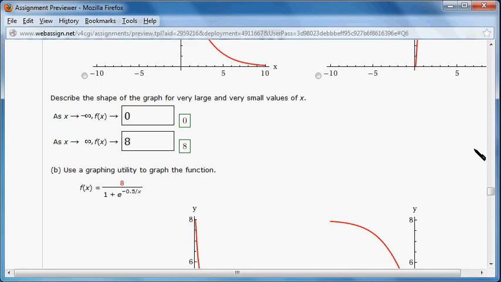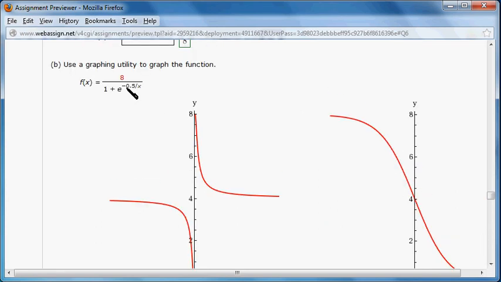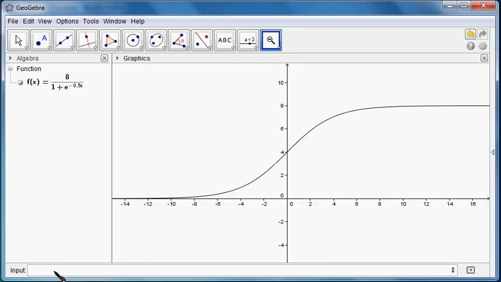All right, then the next one, use the graphing utility to graph the function. The difference is that instead of a negative 0.5x, we have negative 0.5 over x. So let's go back to GeoGebra. We're going to sketch the graph of y equals 8 over 1 plus e to the negative 0.5 over x. Then hit enter.